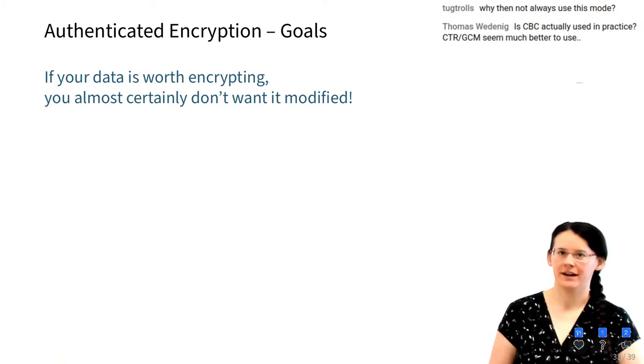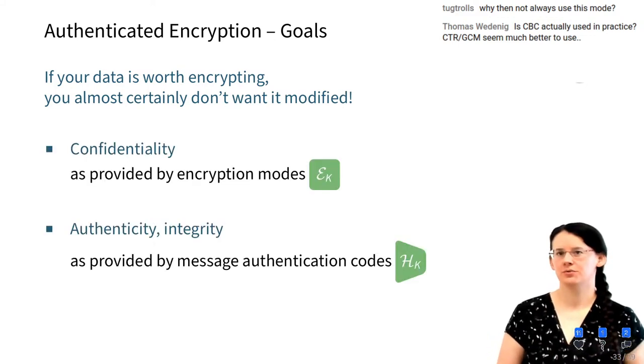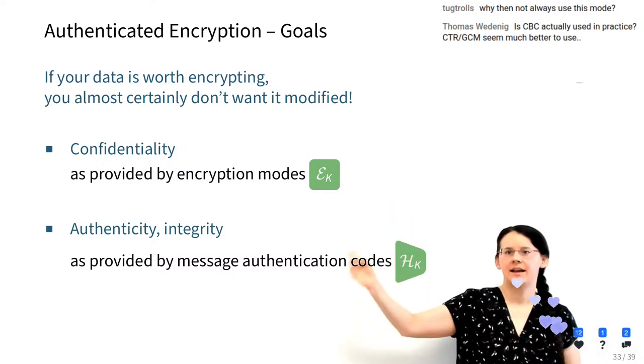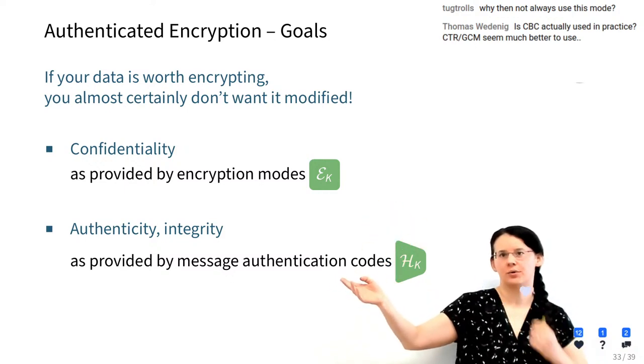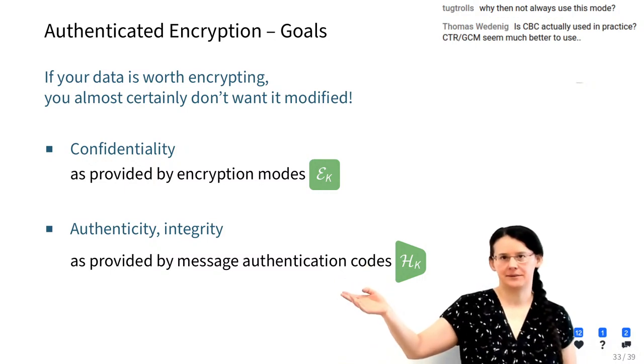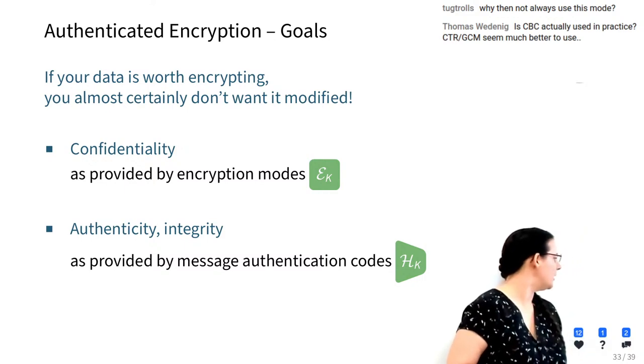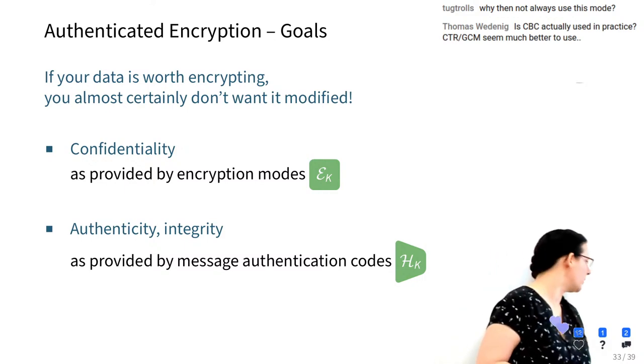So what we want to combine here is the features of two symmetric schemes, of encryption schemes for confidentiality and of authentication codes for integrity and authenticity. So we want to combine both of them into one building block.